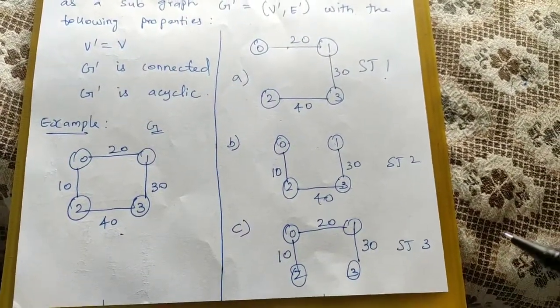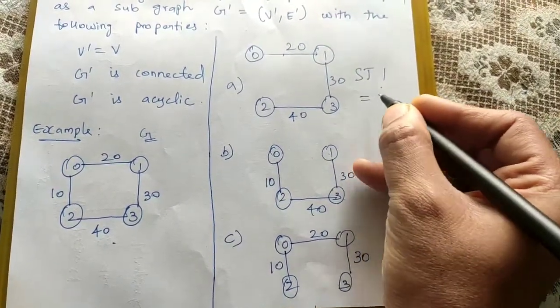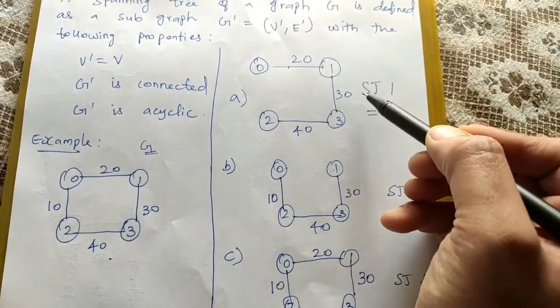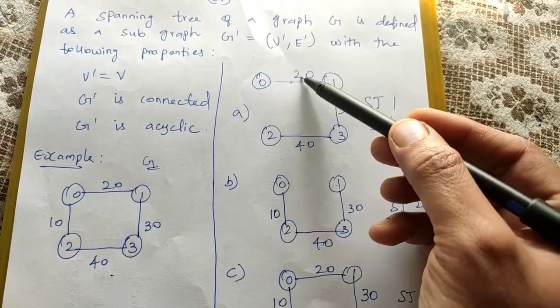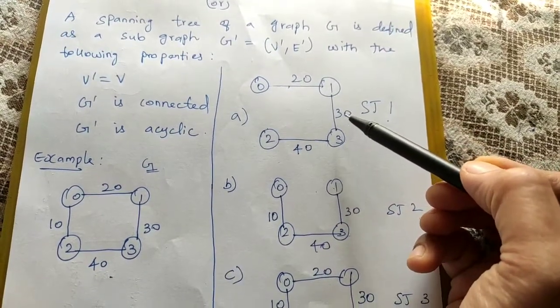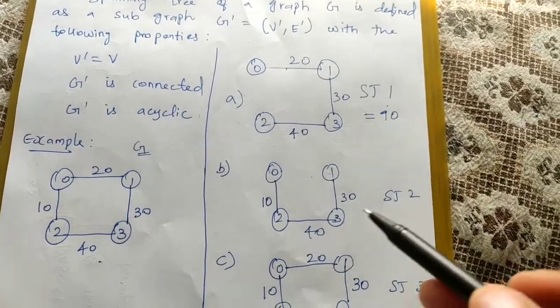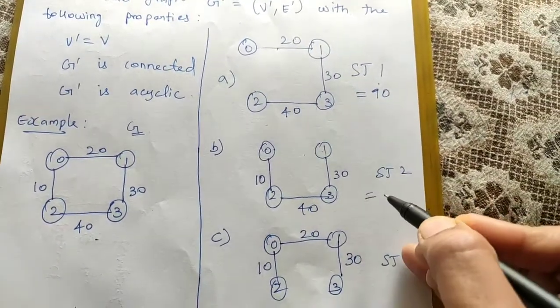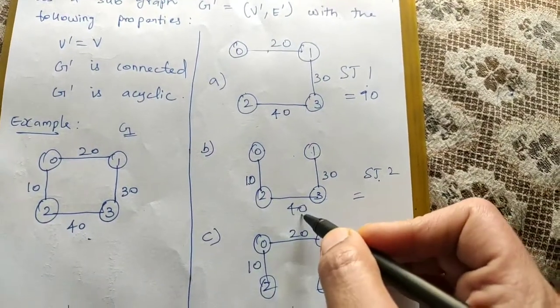Now, what is the cost of the first spanning tree? To find the cost of a spanning tree, add all the edge values together. 20 plus 30 is 50, and 50 plus 40 gives you 90. Now similarly, find the cost of spanning tree 2. 10 plus 40 is 50.